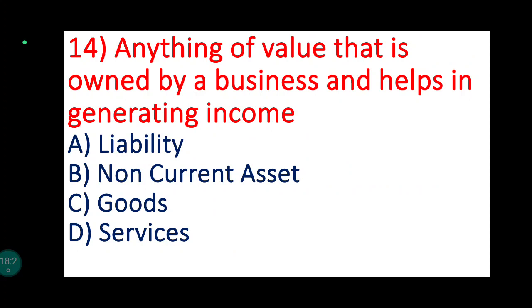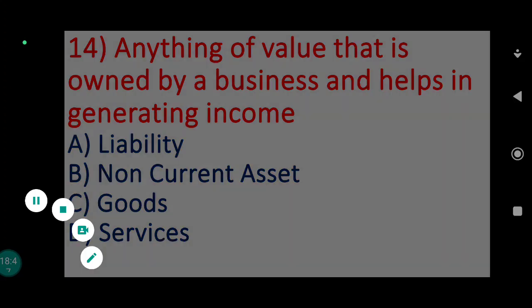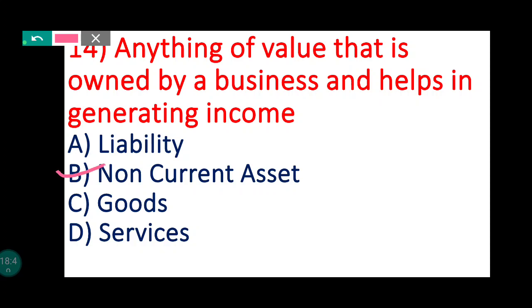Point number 14. Anything of value that is owned by a business and helps in generating income. Options are given, you can see on the screen. So what will be the answer? Answer is B, non-current asset.